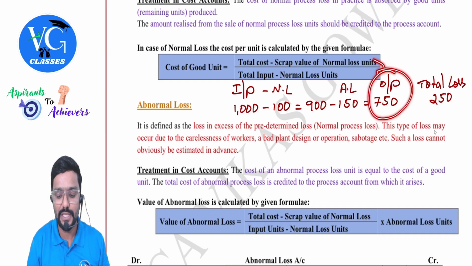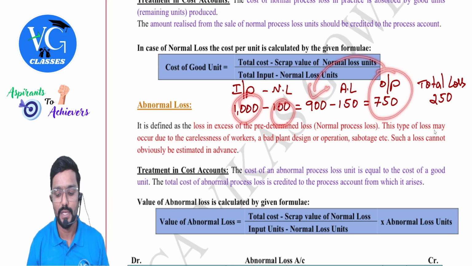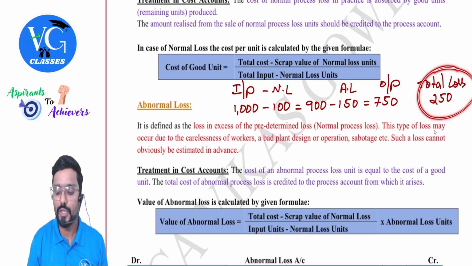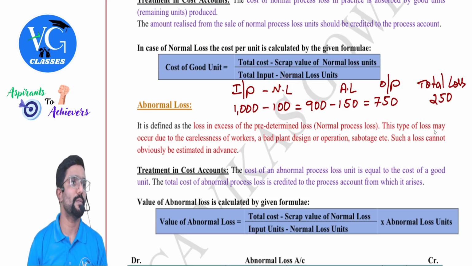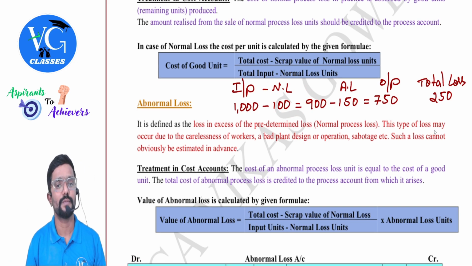You can analyze in two ways. If your actual output is less than normal output, what is normal output? Input minus normal loss. Then the difference is abnormal loss. Or else, your total loss is more than normal loss, and the difference is abnormal loss. Hope you understood. Now, what is abnormal loss?